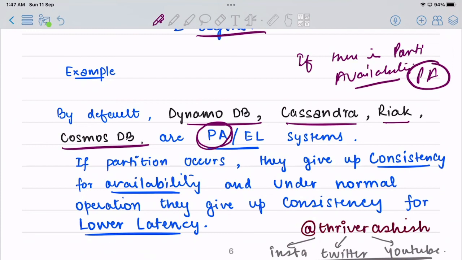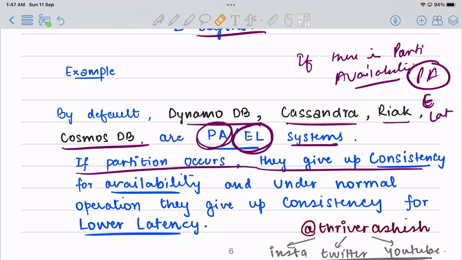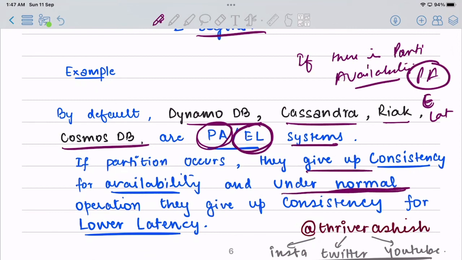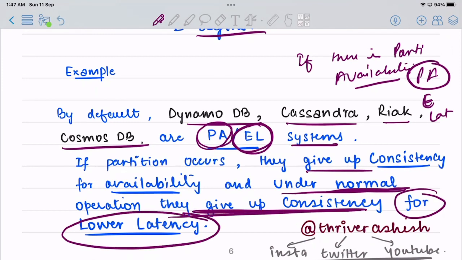If they are a normal system and there is no partition, they will be EL systems. EL means else, L means latency. So if a partition occurs, they give up consistency for availability. And under normal situation, that is the else condition, if there is no partition, they give up consistency for lower latency, they want less delay.